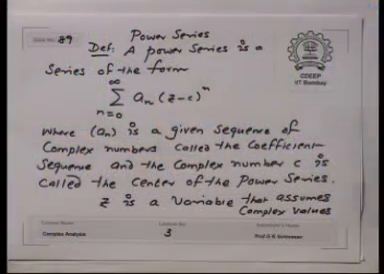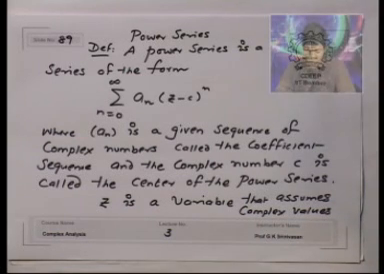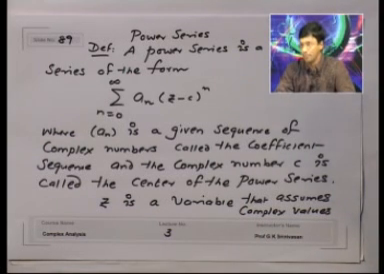Now let us come to the main topic of this chapter, power series. A power series is a series of the form sigma n from 0 to infinity a n times (z minus c) to the power n. Such an object is called a power series. a n is a given sequence of complex numbers, the coefficient sequence, and the complex number c is the center of the power series, and z is a variable that is allowed to take complex values.